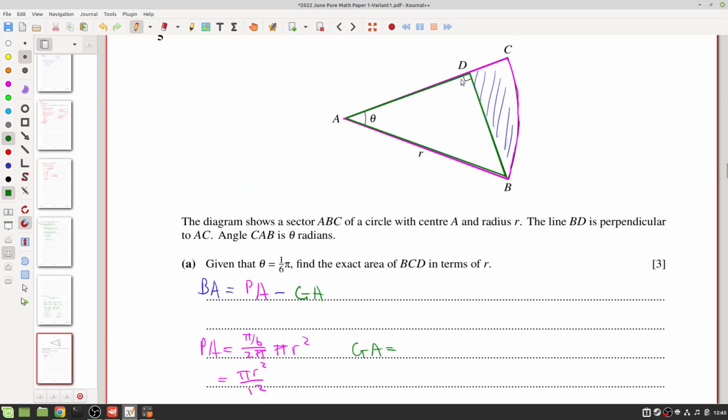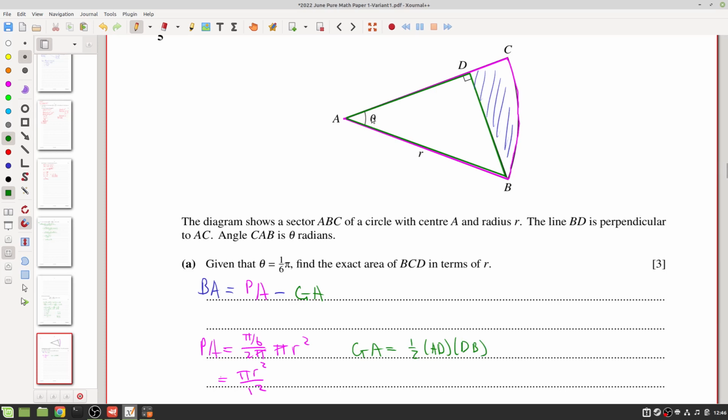So the green area is this triangle. A triangle is half times base times perpendicular height. So let's say it's half times AD times DB. To find AD, we can use this.